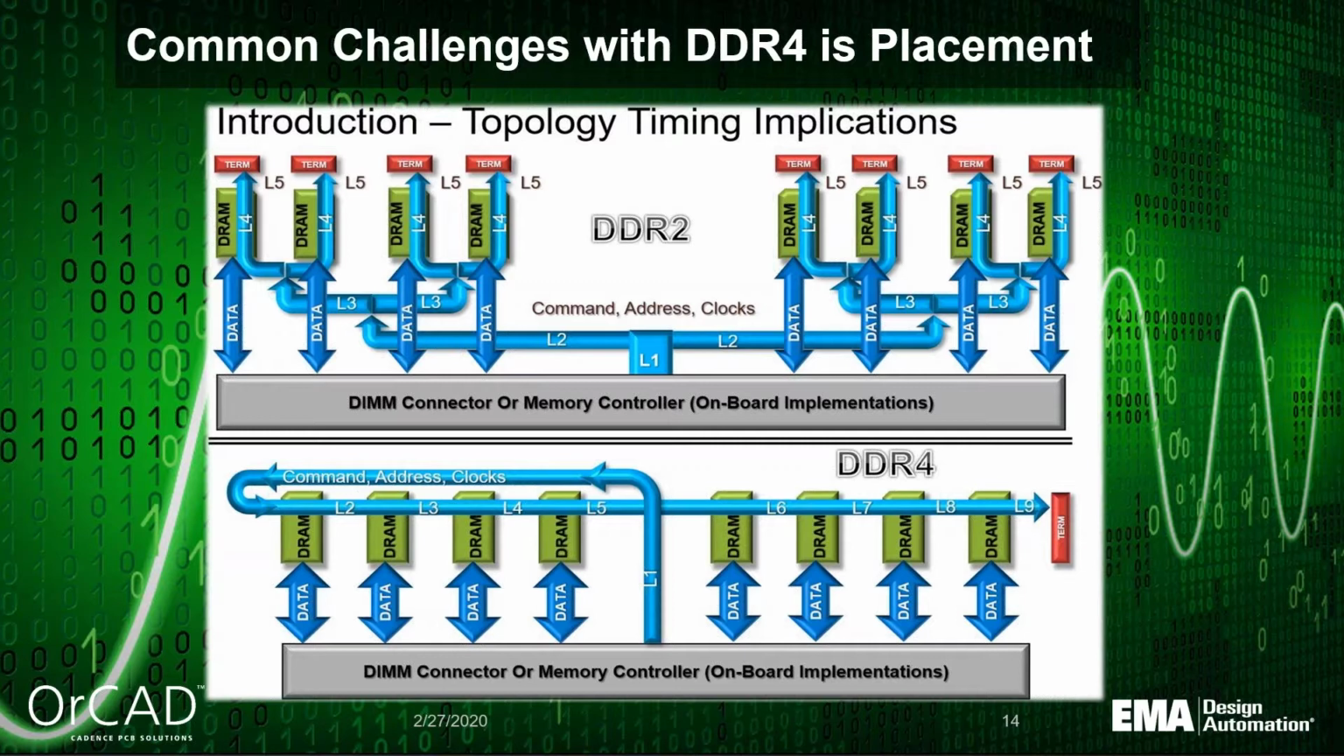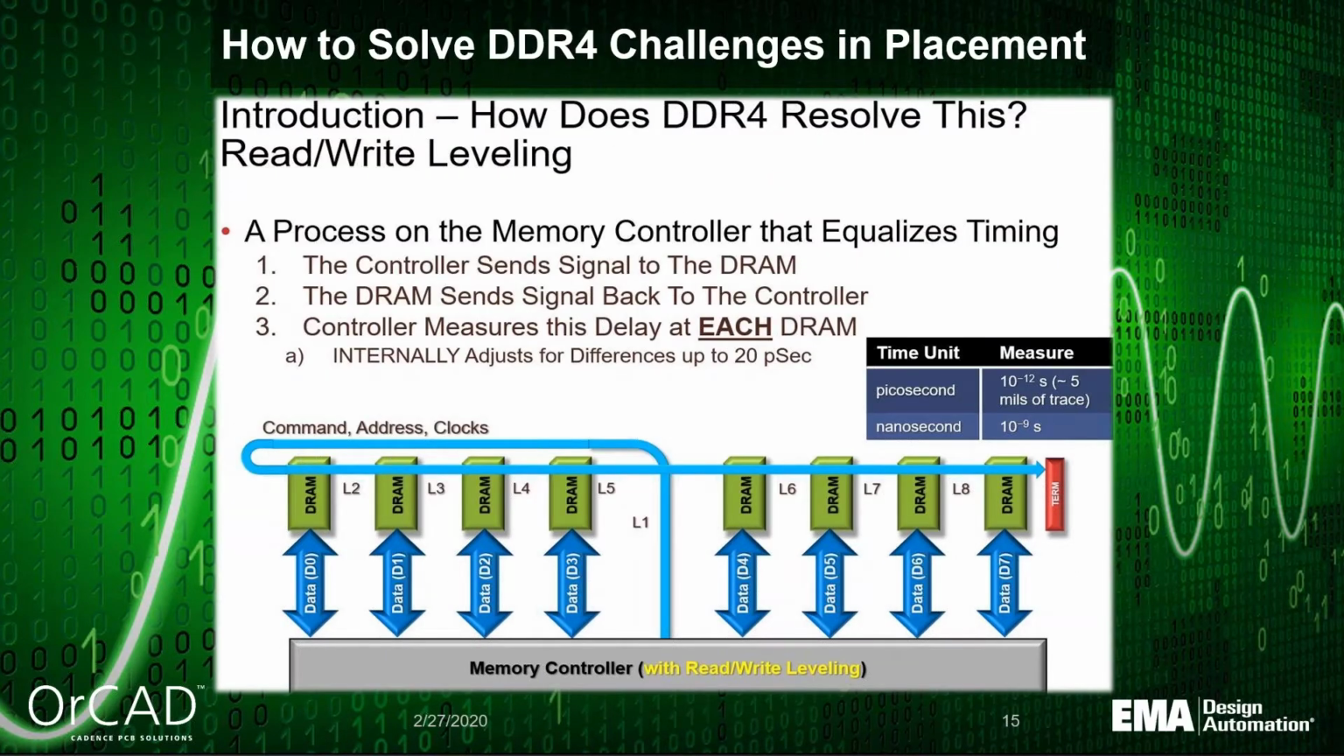The need for less termination is a plus in the overall cost reduction. It's also a plus on freeing up space on the design and less routing for us to have to deal with. If you have a memory controller with read-write leveling, it helps greatly in the routing because this type of memory controller equalizes the timing.